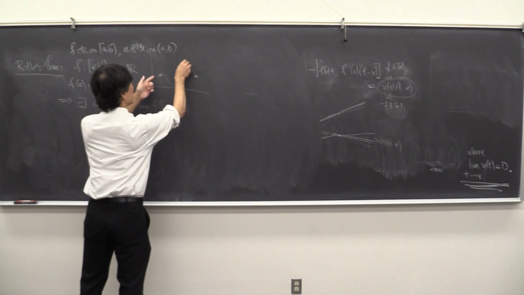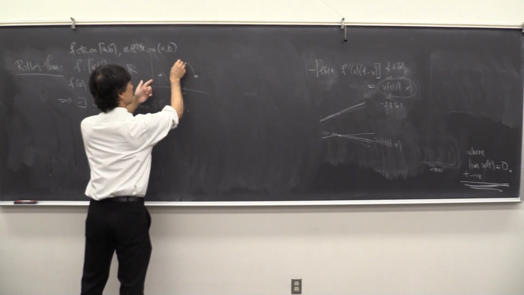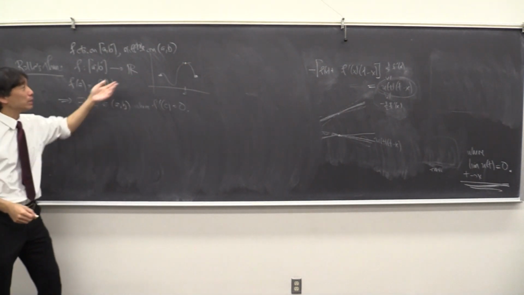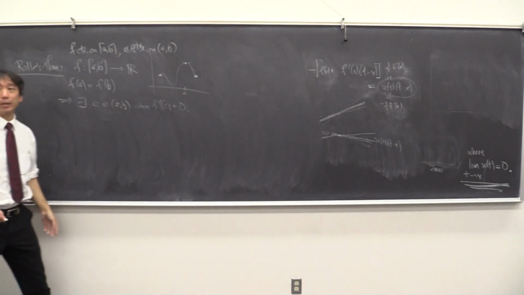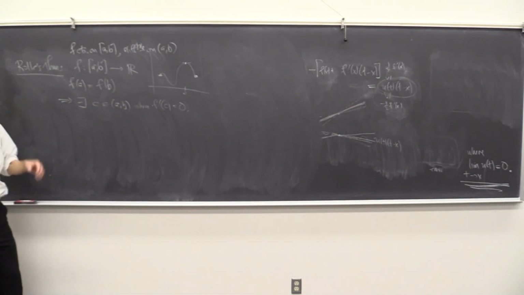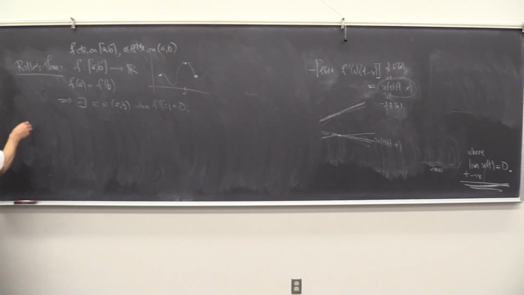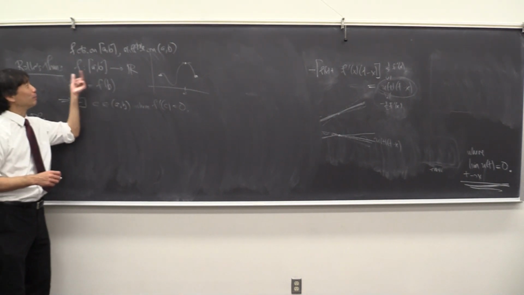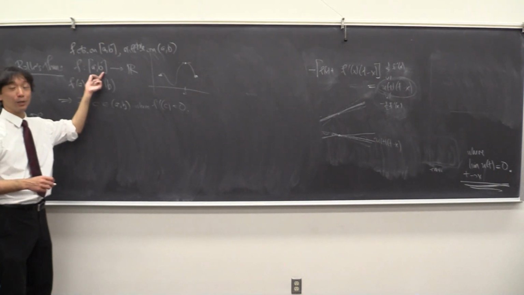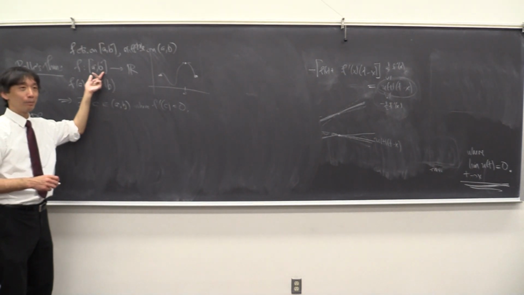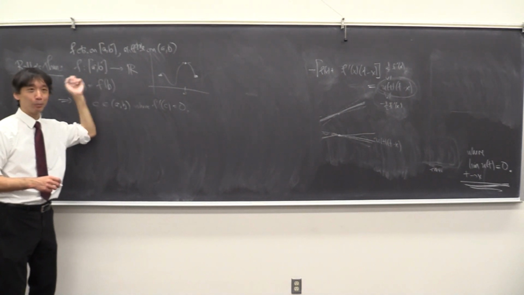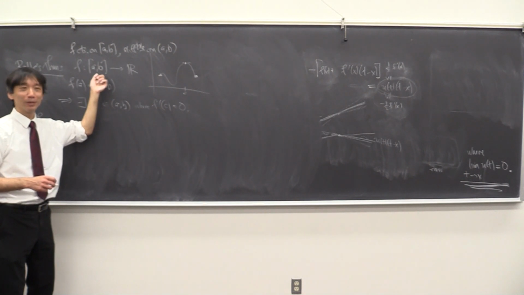You're guaranteed some place where the derivative is 0. You're guaranteed at least one point. In this picture, there are 3 points, but you have at least one point where the derivative is 0. Okay. So the proof of this, does anybody know the proof of this? So here's the hint. You have a continuous function on a closed and bounded interval. And so you can invoke some theorem.